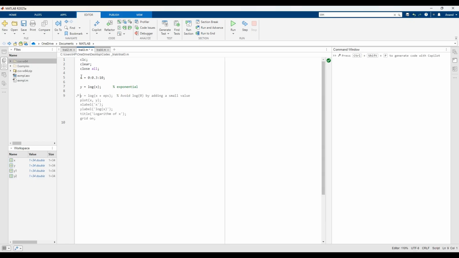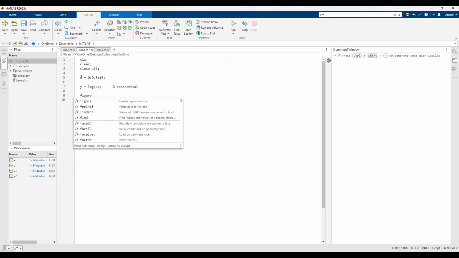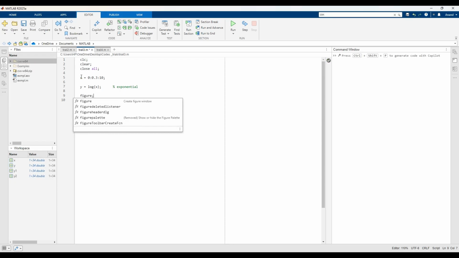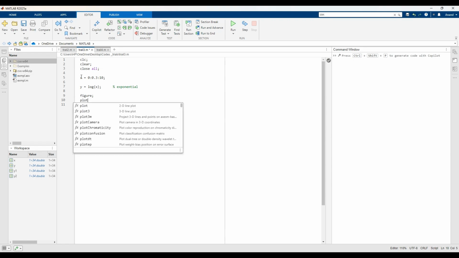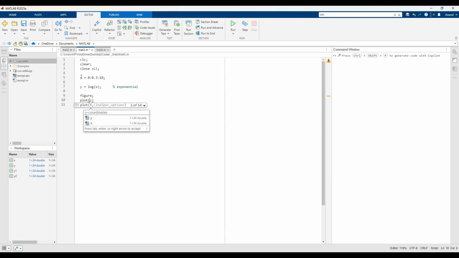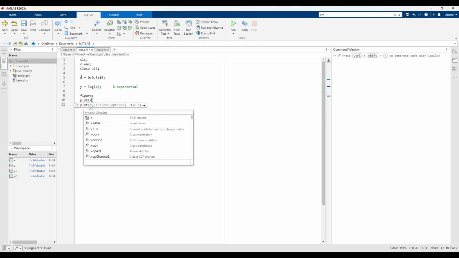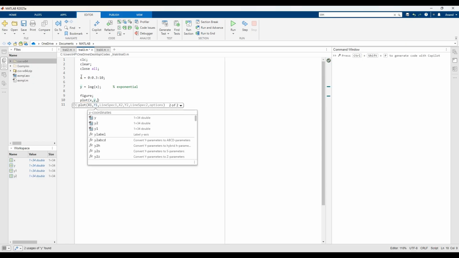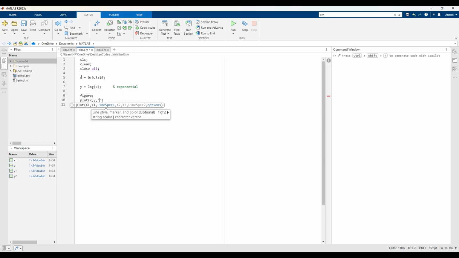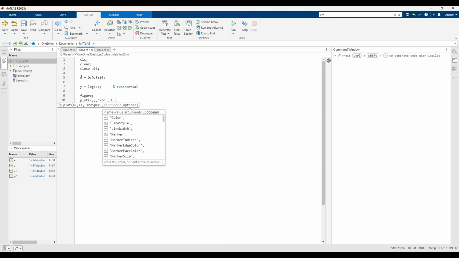Then you just do the figure, the general things that we have learned. Then plot it. Just write plot x comma y. And just add some colors. So just blue, and just some values for square or circle markers, and just taking the line width as 2 only.